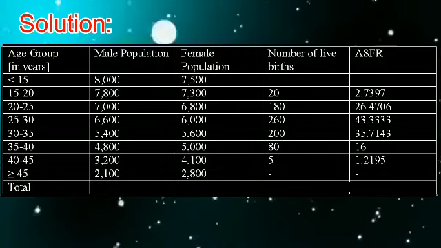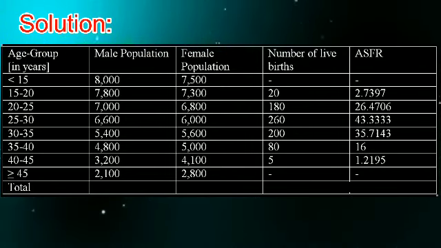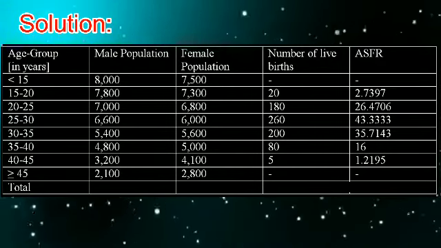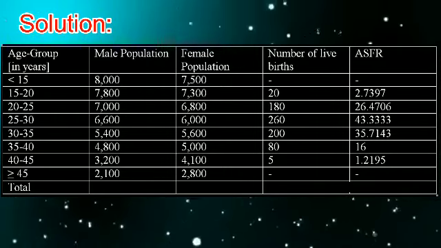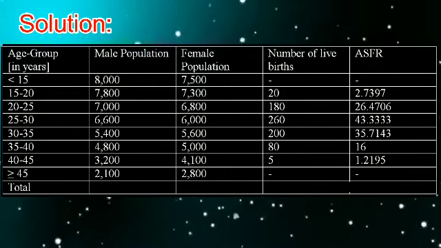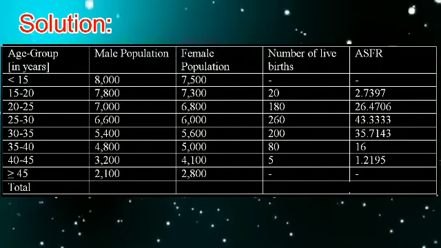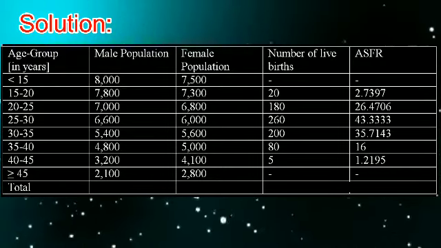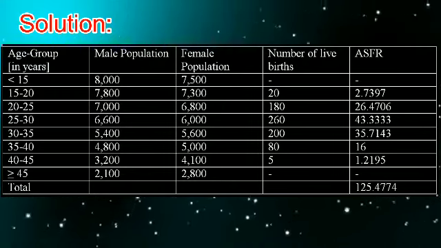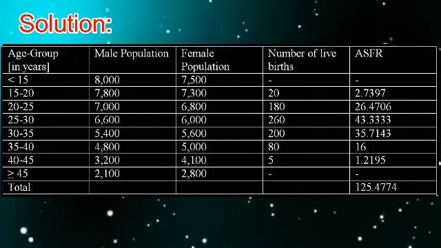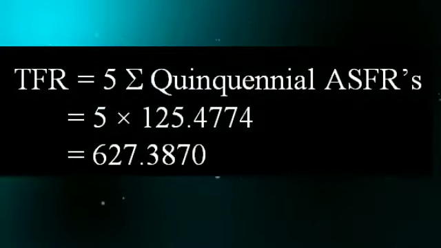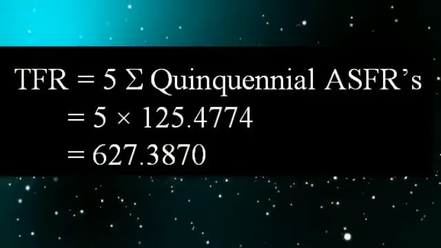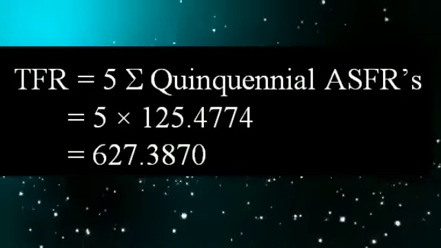Now write the TFR formula. That is, TFR equal to 5 into sigma quinquennial ASFRs. Here the difference or width of the classes is 5, so multiply the formula by 5. So 5 into sigma quinquennial ASFRs, that is equal to 5 into the sum total of ASFR values, which is 125.4774. So 5 into 125.4774 is equal to 627.3870. So the total fertility rate is 627.3870.